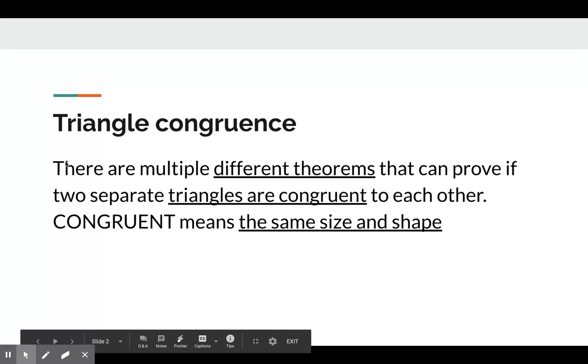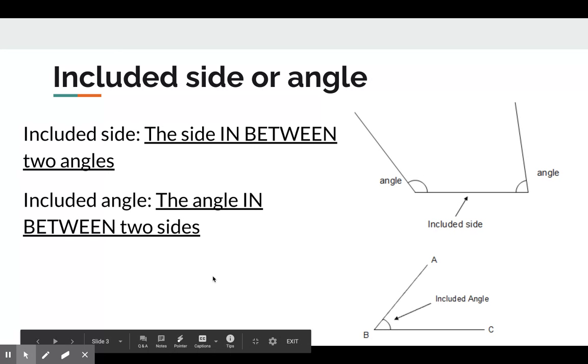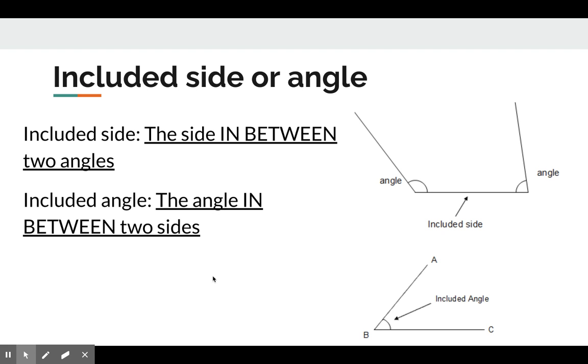Okay, so for triangle congruence, there are multiple different theorems that can prove whether two separate triangles are congruent to each other. Just a reminder, congruent means same size and same shape. Okay, included side or angle. The word included is the geometric way of saying in between. So if it's an included side, it's the side in between two specific angles.